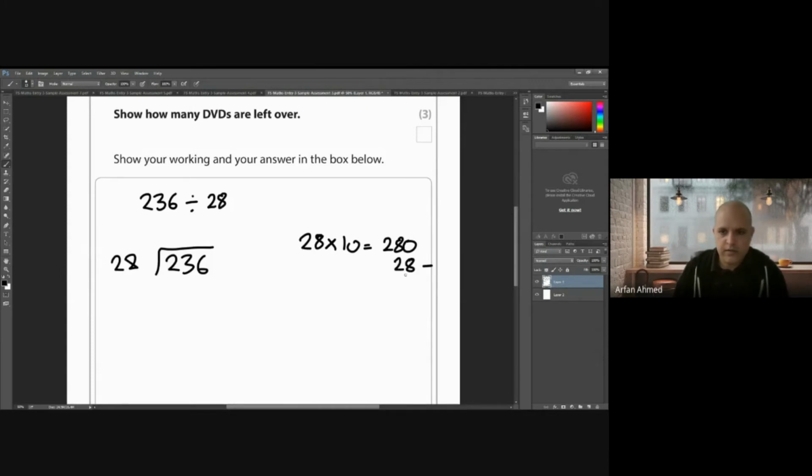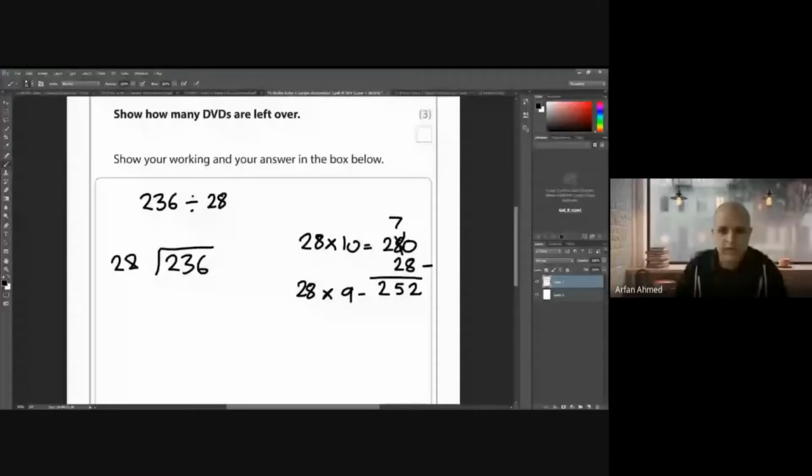28 minus that. Let's do it this way. I'm going to have to borrow. So 0 take away 8 I can't do. I'm going to have to borrow. That becomes 10. 10 take away 8 is 2. Seven take away 2 is 4. And that's what that is. Okay.